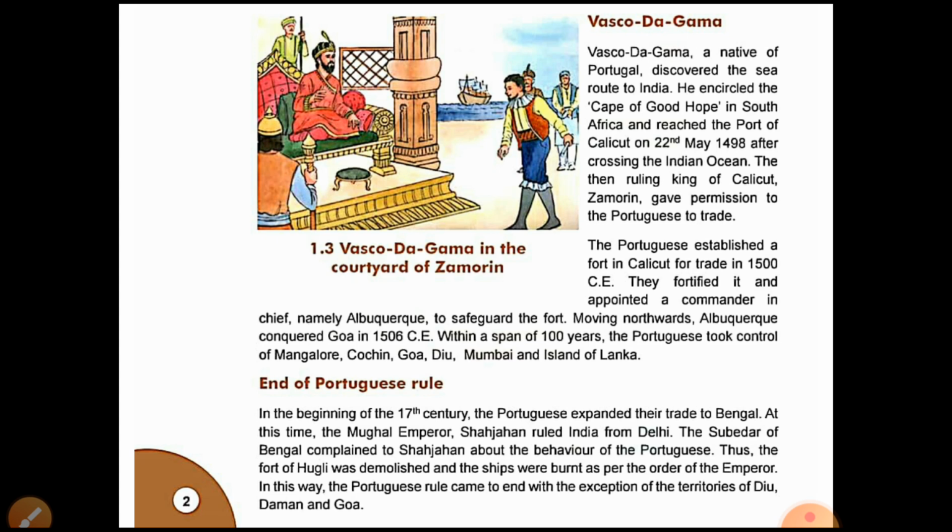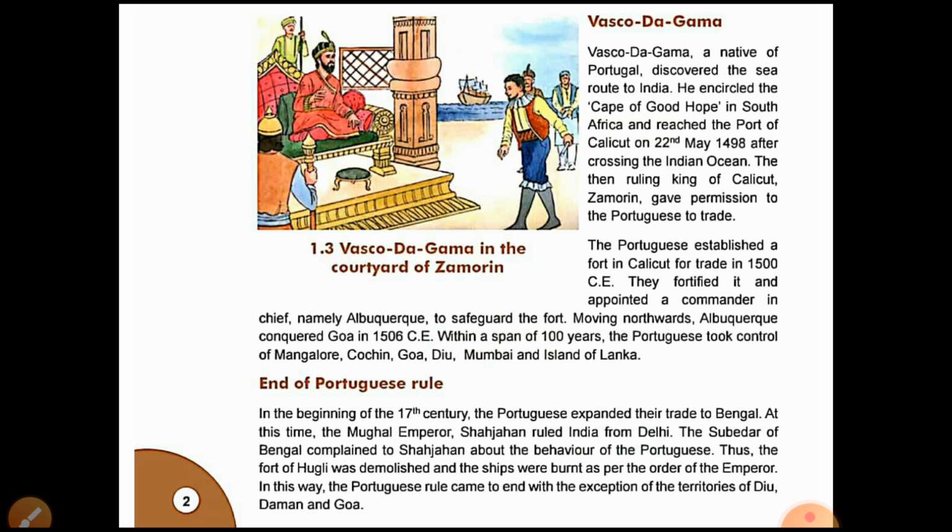Vasco da Gama actually discovered the new sea route from Europe to India. He reached the Cape of Good Hope. Okay, so where is it located? At the bottom of Africa. If you look, the bottom point of South Africa is known as the Cape of Good Hope. So from Europe he traveled to the south side, then from south to northeast, and he reached Calicut in India on 22nd May 1498, after crossing the Indian Ocean.